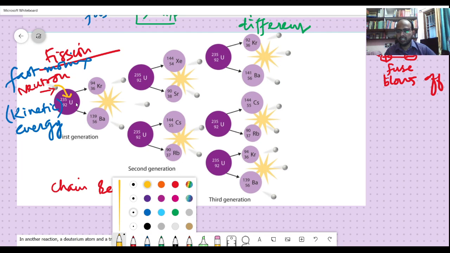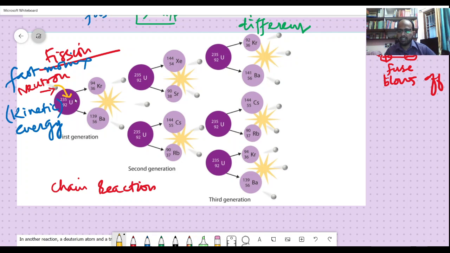It goes inside. It is absorbed because it has a large surface area. It splits into two, krypton and barium. So atom 1 and atom 2, two different elements, are formed here. Now these two different elements again release sufficient energy. The neutron which you put here is released as two neutrons here, because this mass is balanced. From this one you get one neutron, from this one you get one neutron.